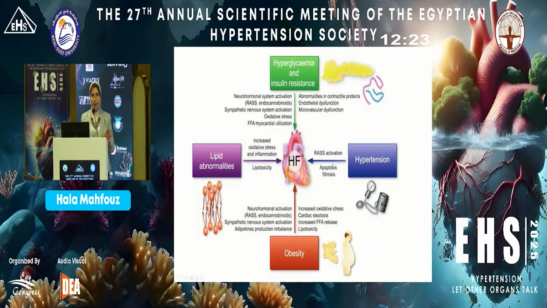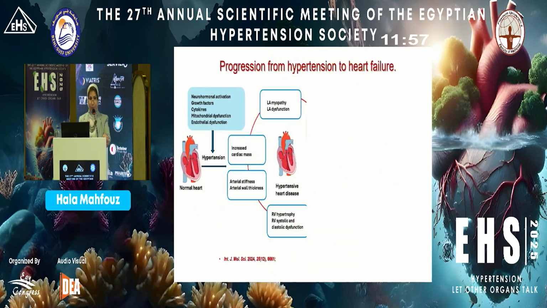The mechanism or pathophysiology of hypertension inducing heart failure is through many pathways, especially RAS system activation, apoptosis and fibrosis. But there is also the association of hypertension with other cardiovascular risk factors, especially hyperglycemia, diabetes, lipid abnormalities, and obesity. All will contribute to the development of heart failure.